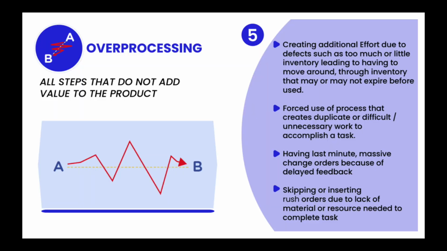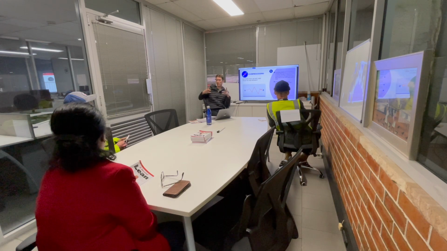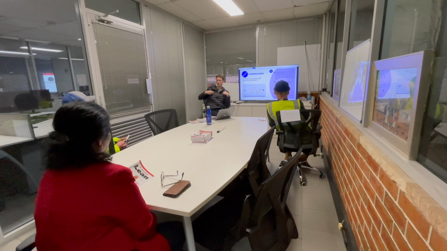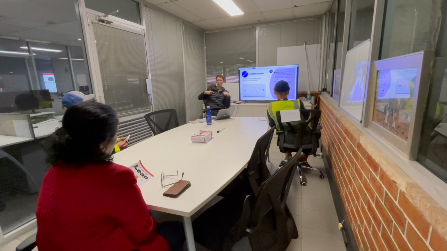So over-processing is all the steps that do not add value. In manufacturing, whenever you change the product, you add value to it. So in our case, we're distributors. What are the customers paying for? Product. What they receive. Yeah, what they receive, right?